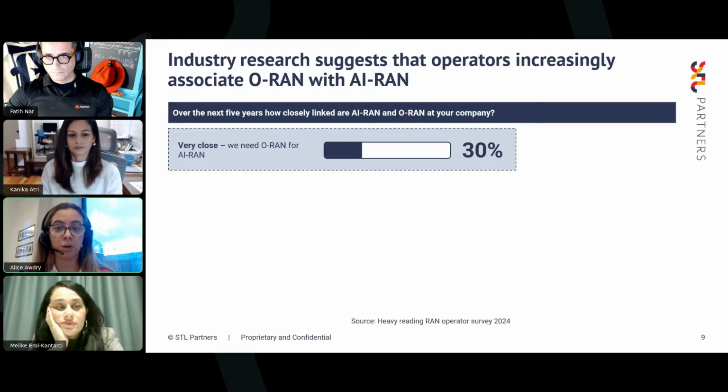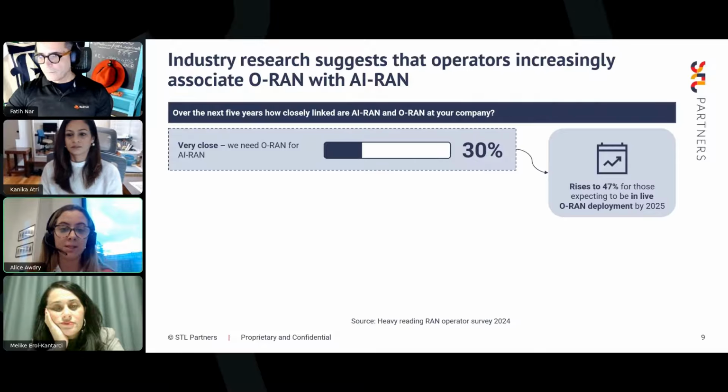Interestingly, 30% of respondents said AI RAN and O-RAN will be very closely linked. For this group, the view is basically that you need O-RAN to do AI RAN properly, and this chimes with wider industry analysis that sees O-RAN as really the way to bring multi-vendor innovation and AI deeper into the radio network.